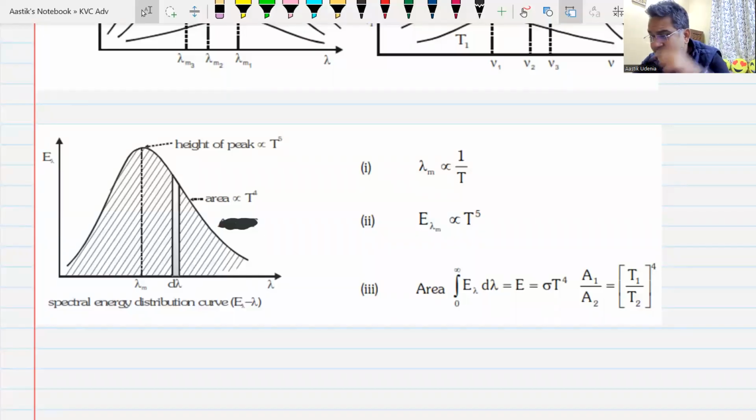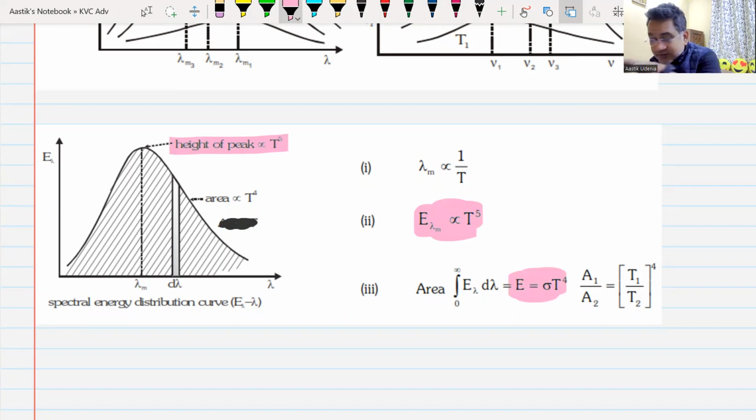Same thing, just explained in terms of this graph. This peak, the height of the peak, energy for maximum lambda, is proportional to T raised to the power 5, but the total energy is proportional to T raised to the power 4. This is Stefan's law. So this is just shown in terms of a diagram. Do we understand this? Yes, sir. Do you want to note this down or have you already noted this down? 1 minute, sir. Okay, then I'll give you time to note it down.